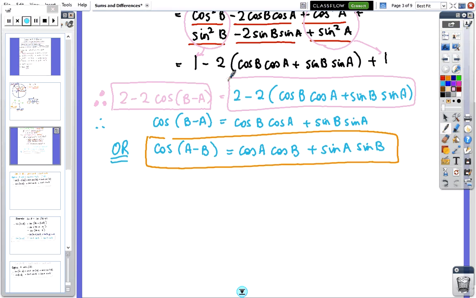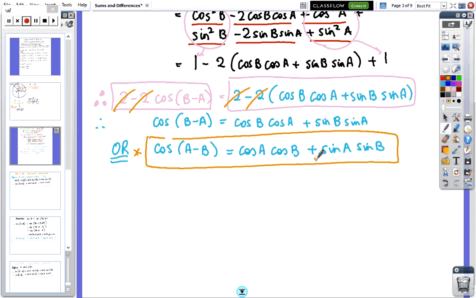Okay, just putting the two together, and you should see, it's not hard to see, that the 2 and the minus 2 will cancel out with that 2 and that minus 2. So you're left with cos(b minus a) equals cos b cos a plus sine b sine a. And just because we like alphabetical order, I'm switching the order. So cos(a minus b) is cos a cos b with a plus sign, sine A sine B. So that's the first of the formulas.